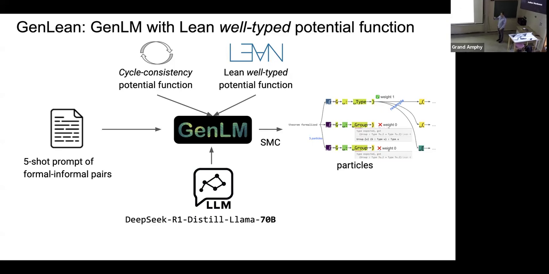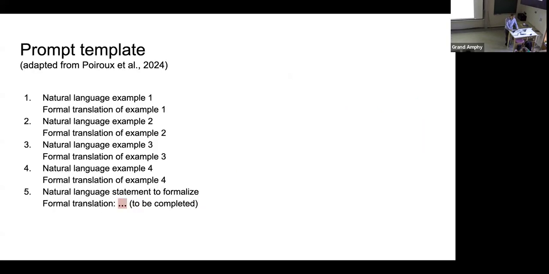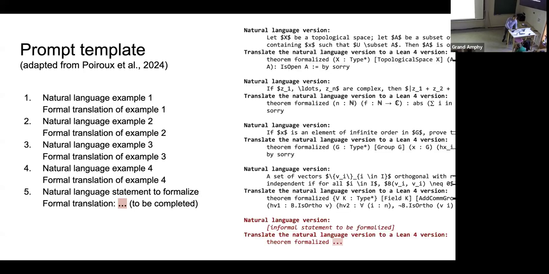We have a prompt of a number of formal pairs, which I'll show you in the next slide. We apply various potentials, such as the cycle consistency potential and the multi-typing stack. And then we run sequential Monte Carlo and get particles out, which carry the weighted relations. To tell you a bit more about the prompt, it gives one natural language example and a formal translation, four times for different kinds of mathematics. Then comes the actual natural language statement to formalize, and its formal translation looks something like this, which we don't read in detail, just to give you an impression.